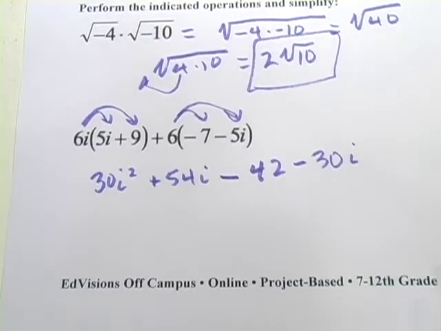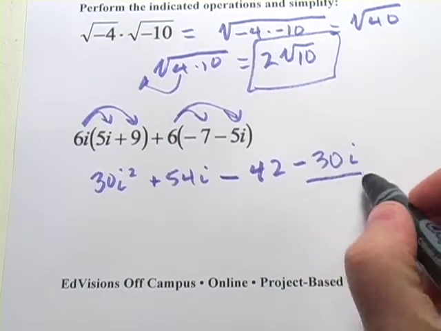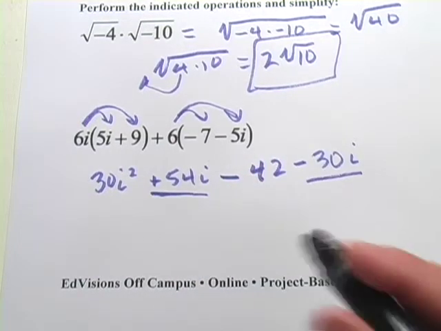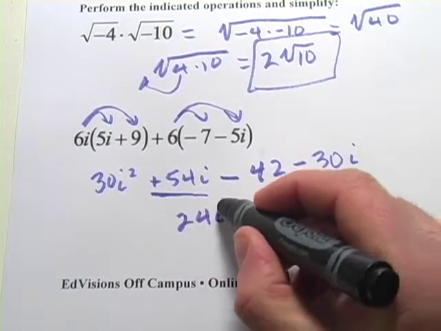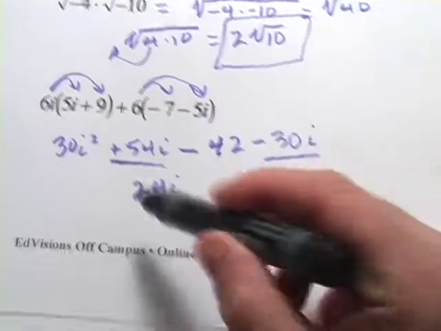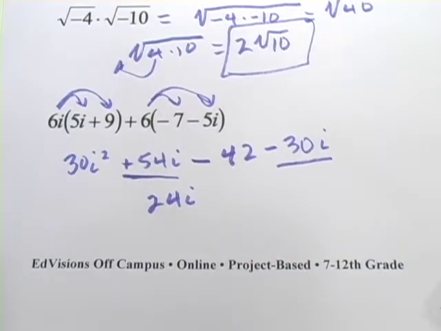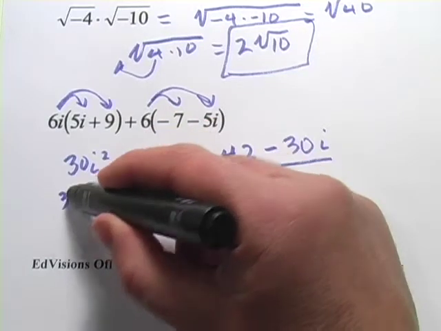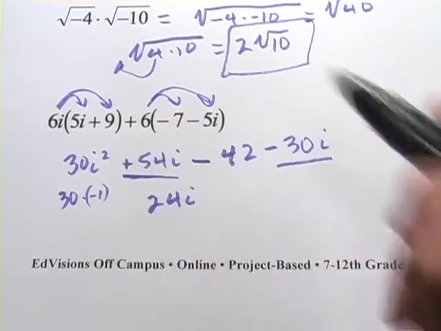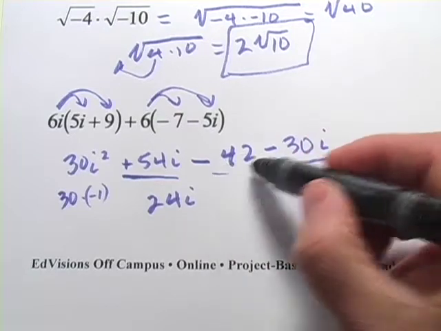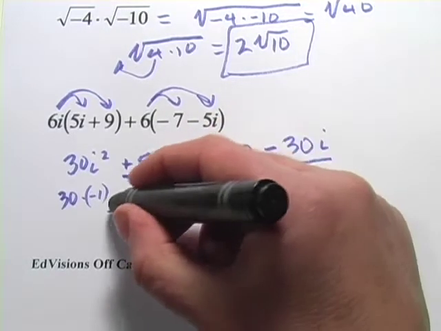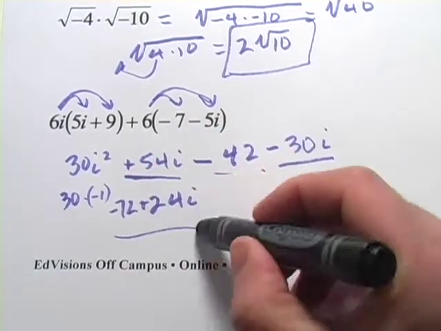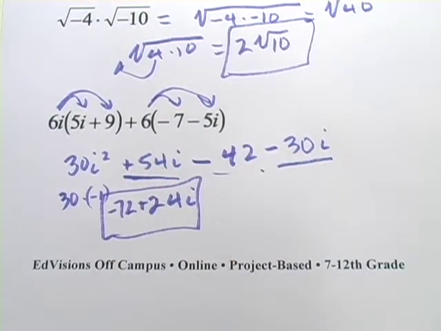Now we're going to look for like terms to simplify. Well, I've got a -30i and a positive 54i. That comes out to be a 24i. And then I've got a -42 and a 30i squared. And remember, i squared is equivalent to -1, so this is 30 times -1. It's a -30. And a -42, so this is going to be -72 plus 24i. So that's a little bit of work with performing some multiplication and addition on complex numbers.